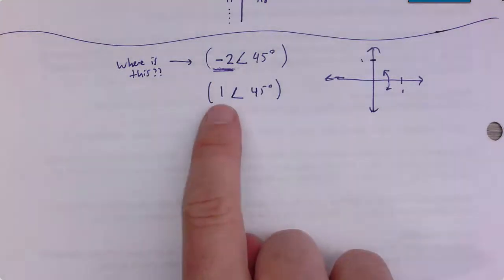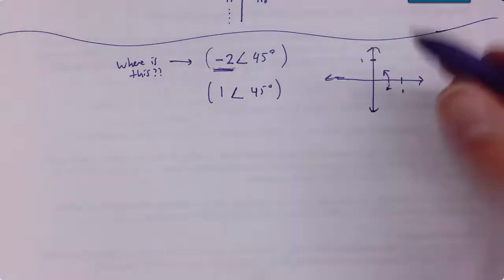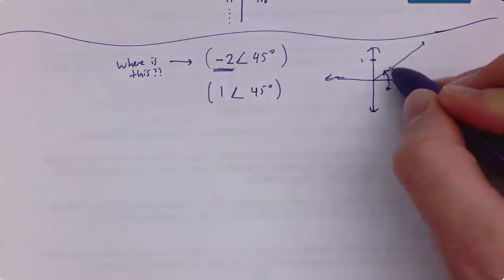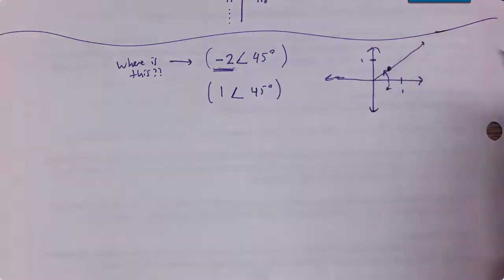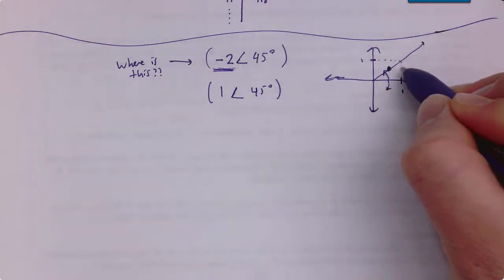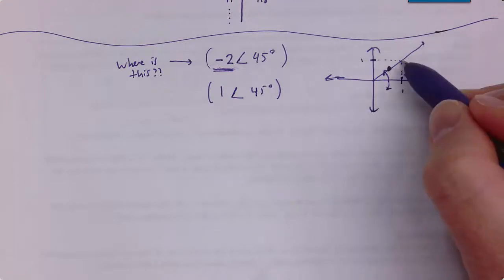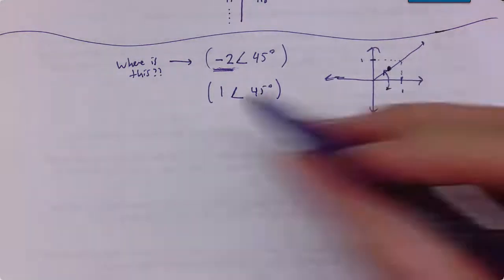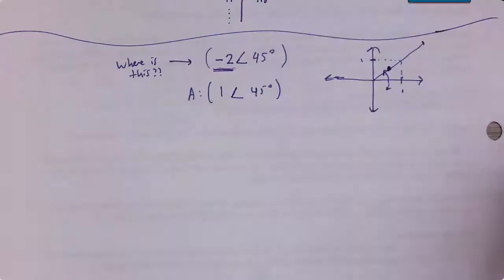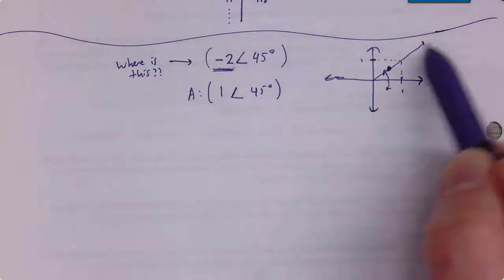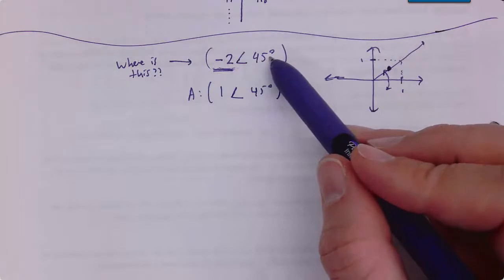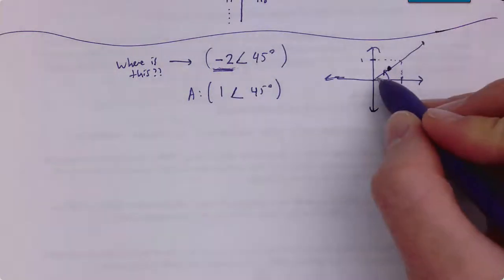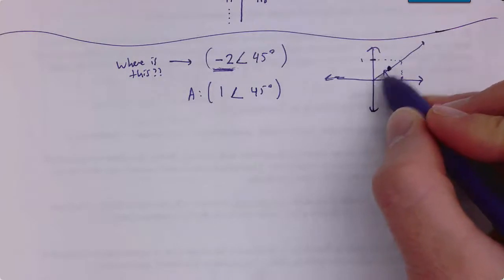Let me show you by referencing this point first. So here, if I'm at an angle of 45 degrees and I travel a distance of 1, that's approximately here. I wouldn't quite get to this point out there because that distance is square root 2. So this is about where this point A would end up. So what happens if I'm pointing at the same angle of 45 degrees, but the distance isn't 1, the distance is -2? The answer is you would go in the opposite direction.